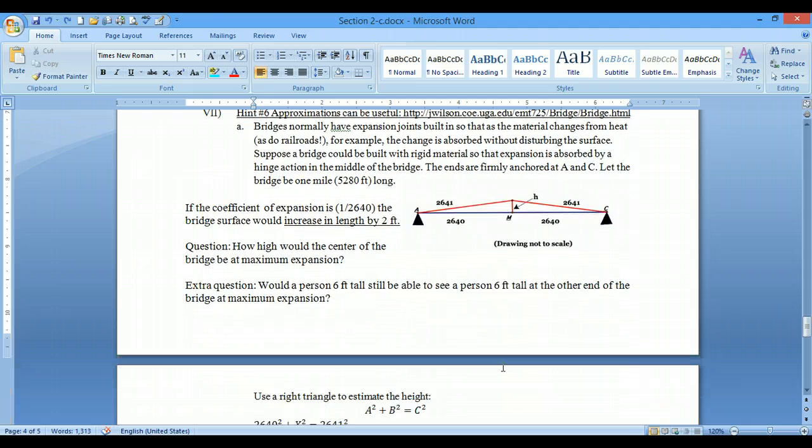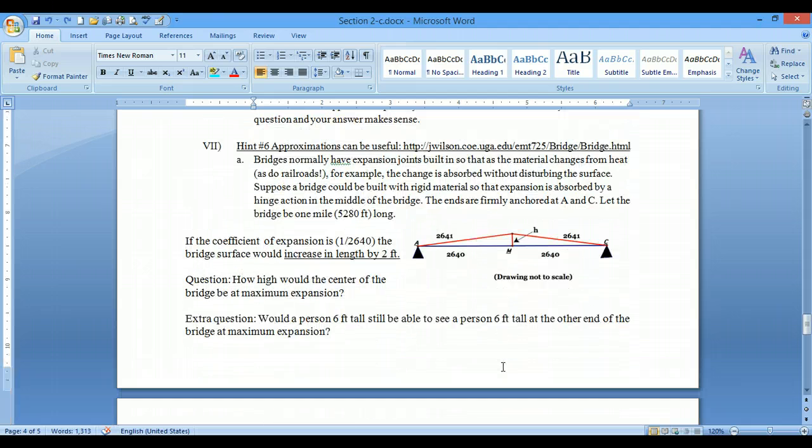Hint number 6. Approximations can be useful. Here is a bridge problem. I know in your book you have a railroad problem. Both of these are actual real-life problems that have occurred. So we're going to talk about bridges first.